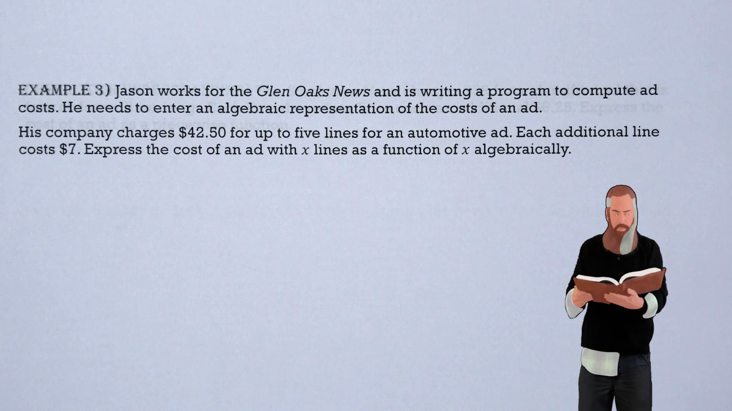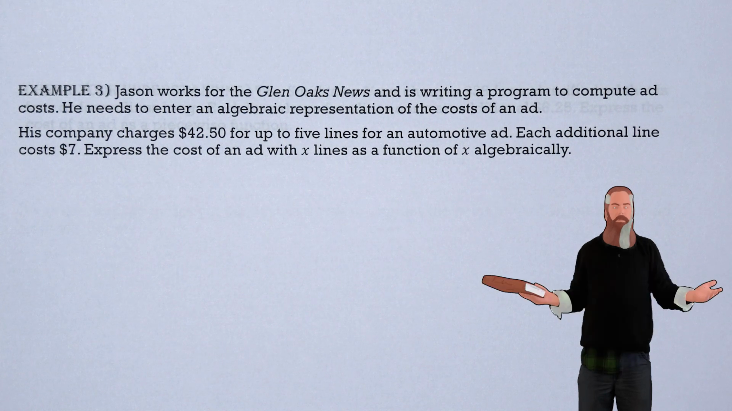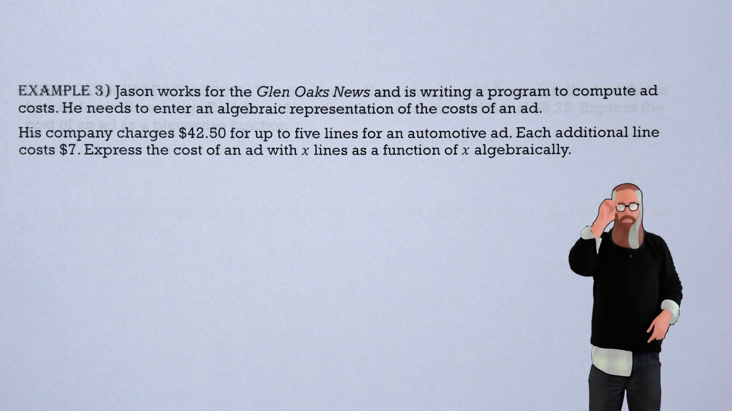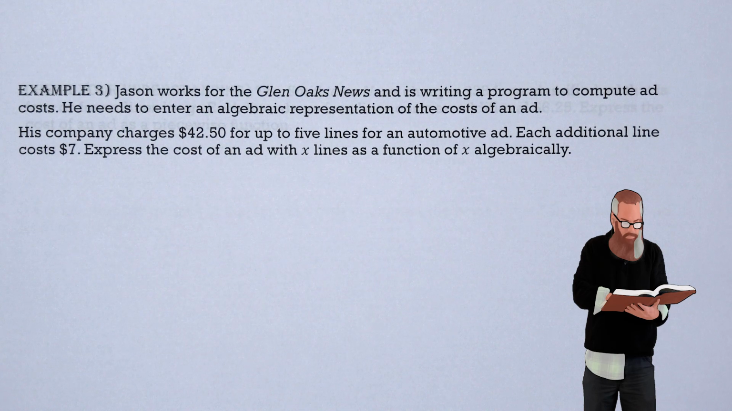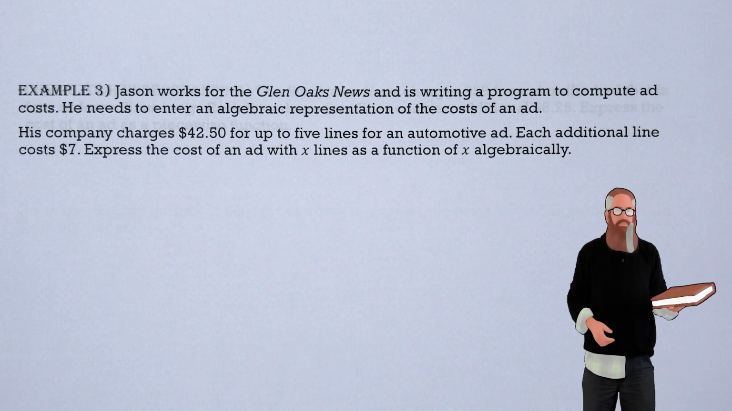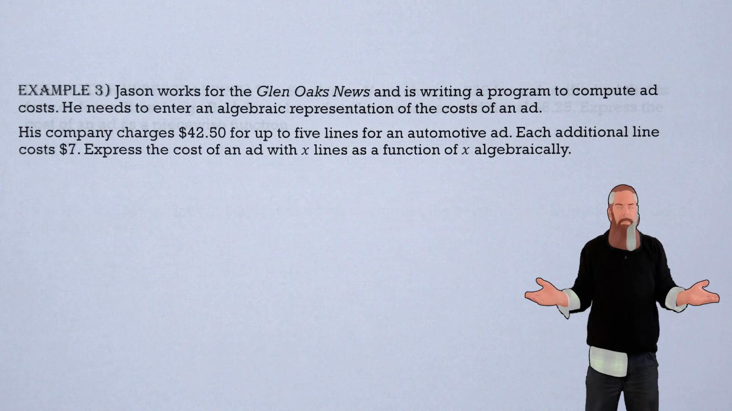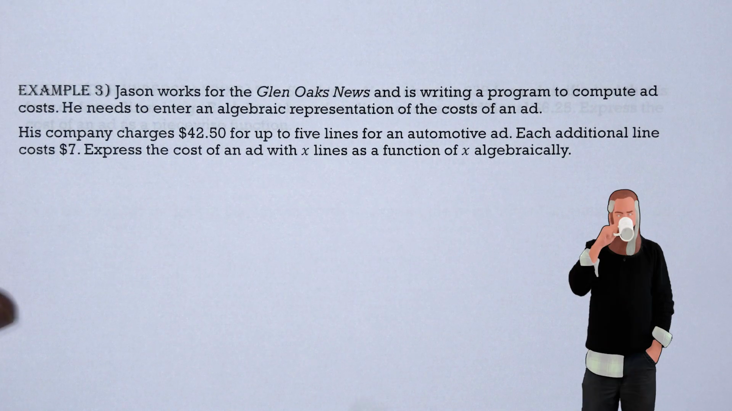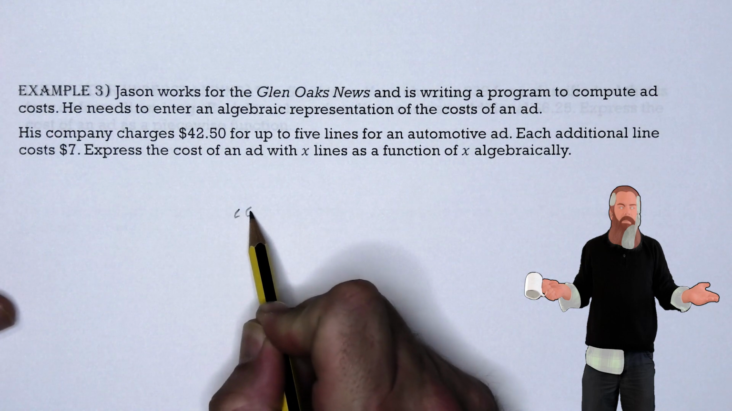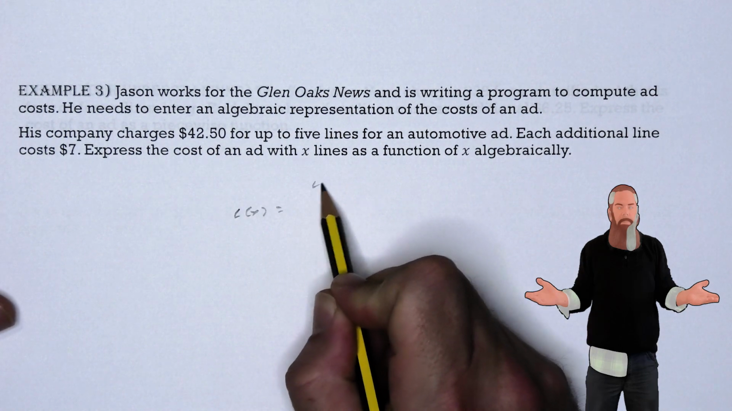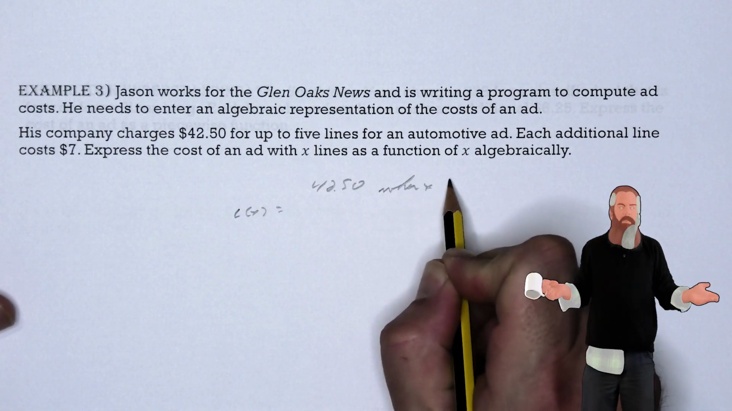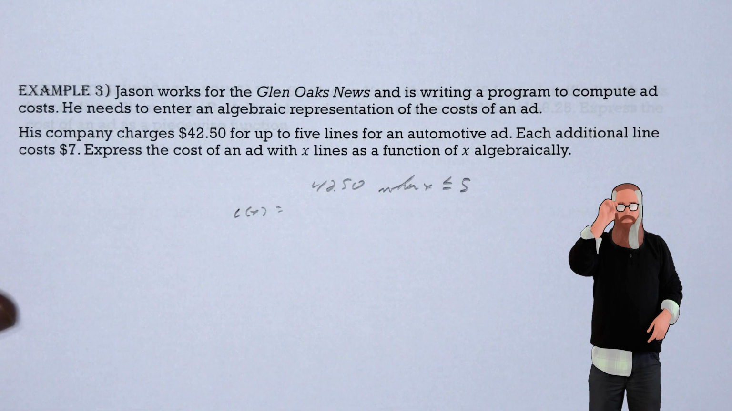Let's remember that the domain is the set of values that can be put into the function. Now we can view these 2 conditions as 2 different domains. You will find the equations for the cost when X is less than or equal to 5, and then the equation for the cost when X is greater than 5. If the ad has 5 or fewer lines, the cost is $42.50. So C of X would be equal to $42.50, but when X is less than or equal to 5.